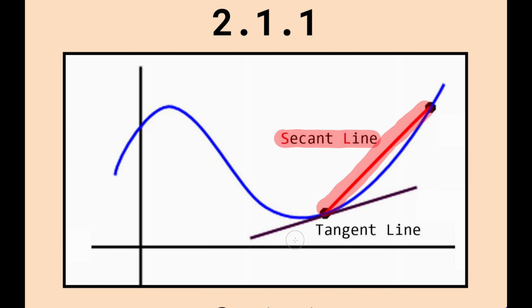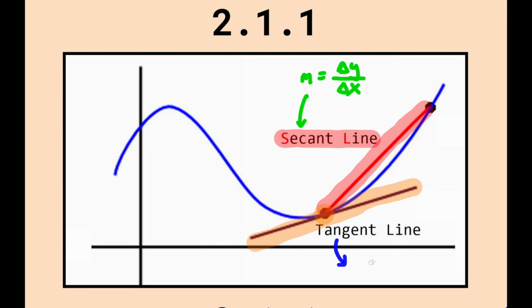And if you notice, it is based off of 2 points. Now, the tangent line, on the other hand, is just based off of this 1 point. It kind of just grazes this 1 point right here, and that's the tangent line. Okay, so secant line is based off 2 points, tangent line is based off 1. If you were trying to find the slope of a secant line, that is just the standard slope equation. So delta y over delta x. Okay, change in y over change in x.